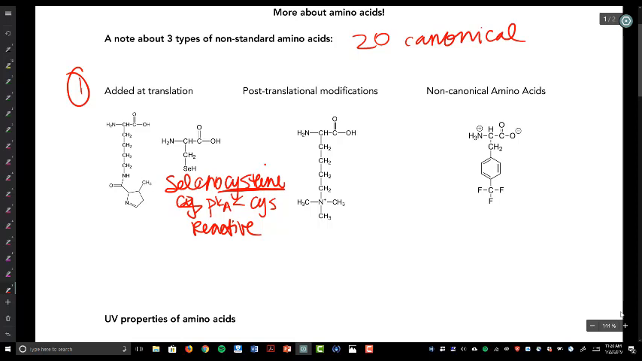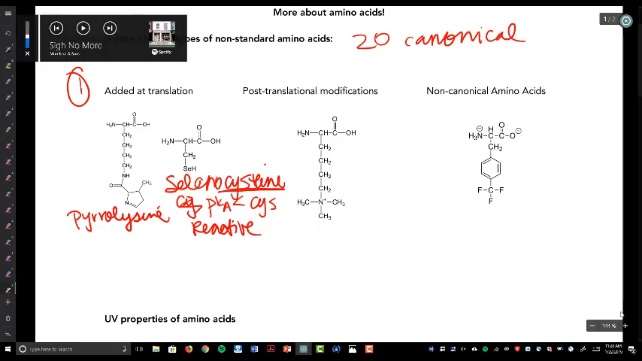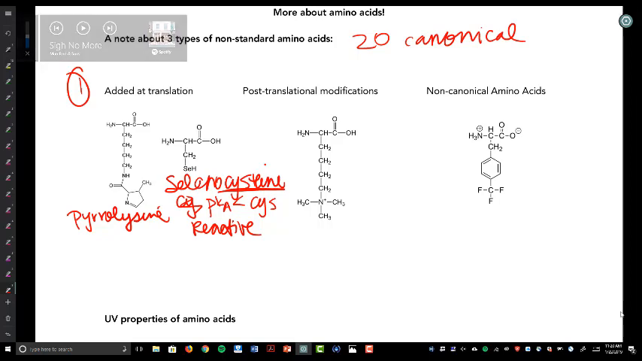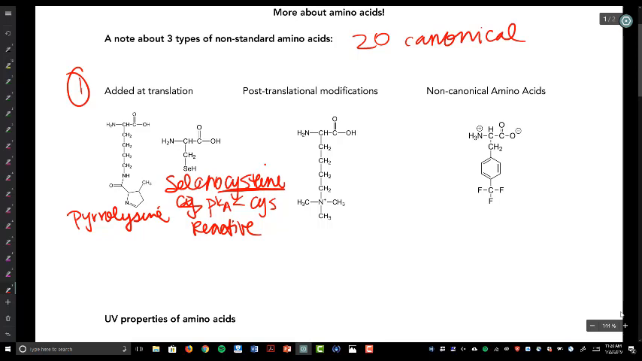Another example is pyrrolysine. Pyrrolysine is also incorporated at the ribosome in certain bacteria. It's just not normally found in humans, and these are considered the 21st and 22nd amino acids. But they're only incorporated under very special circumstances.